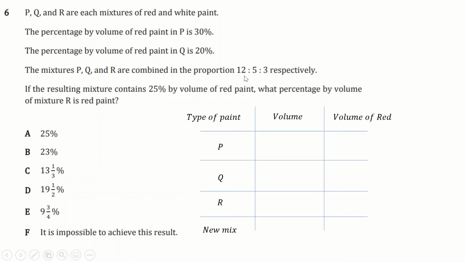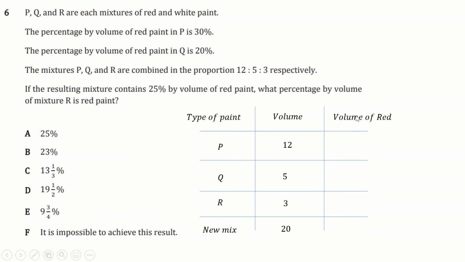Now, if you're going to mix these paints in this ratio, I'm going to use my favorite ratio trick here, which is I'm just going to pretend you're using those actual numbers. I'm going to pretend you used 12 litres of P, 5 litres of Q, and 3 litres of R, which means, of course, your new mix is 20 litres of paint. So I've literally just changed this ratio for actual numbers, which is a really useful little trick.